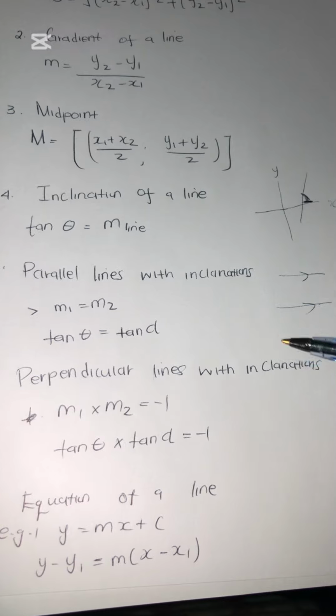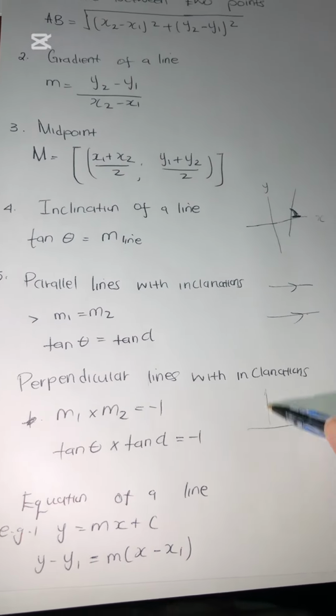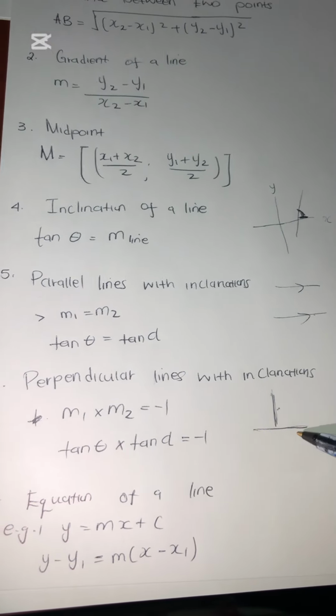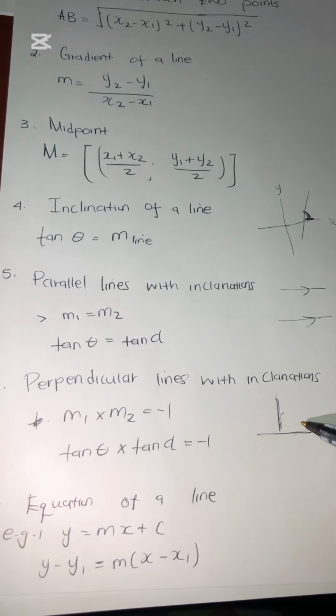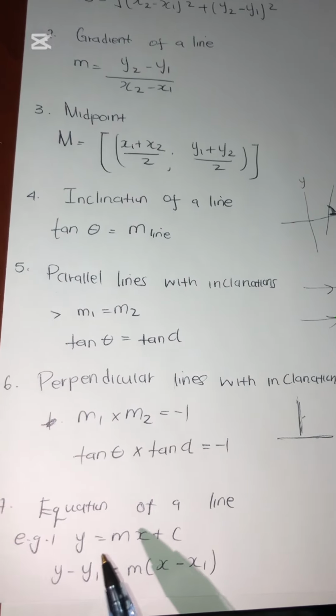Then we have the perpendicular lines with inclinations. If you have perpendicular lines, for you to check if they are perpendicular, we need to check if the gradient of this line multiplied by the gradient of this line will give you -1. Then you know that they are perpendicular lines.